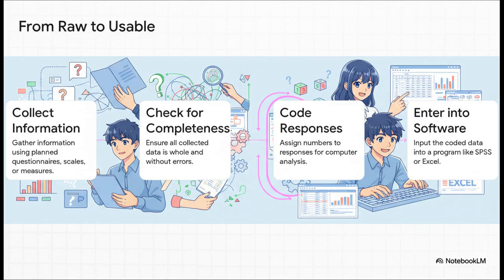All that raw information has to be meticulously checked for mistakes and then coded. Coding just means turning words or responses into numbers so a computer can make sense of it all. This careful preparation is absolutely essential for the analysis that's coming up next.